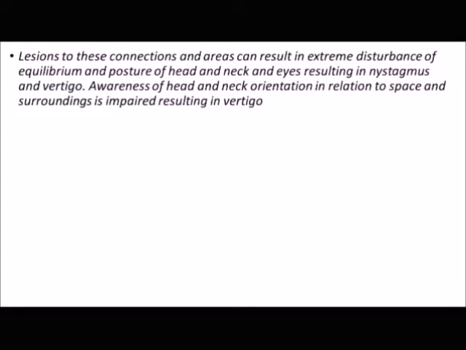And lesions to these connections or areas can result in extreme disturbance of equilibrium and posture of head and neck, as well as disturbance in the movements of eyes, which may result in nystagmus and vertigo, and there won't be awareness of head and neck orientation in relation to space and surroundings, which will be impaired if there is something wrong in these connections or something is wrong in vestibulocerebellum, which will result then in vertigo.